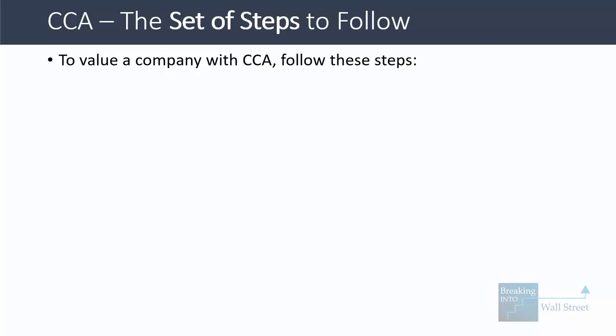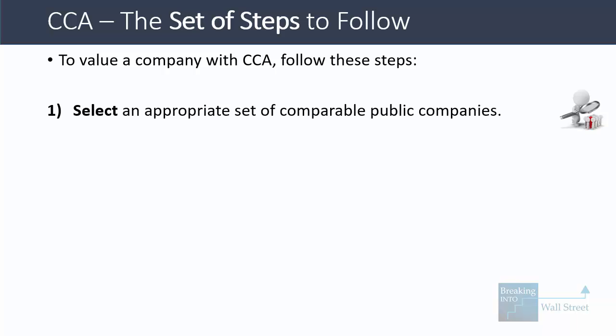To value a company with comparable company analysis, you follow this set of steps. First, you select an appropriate set of comparable public companies. These have to be public companies because that's the only way to establish multiples like enterprise value to EBITDA easily. You can't mix and match private and public companies here. These have to be all public companies.